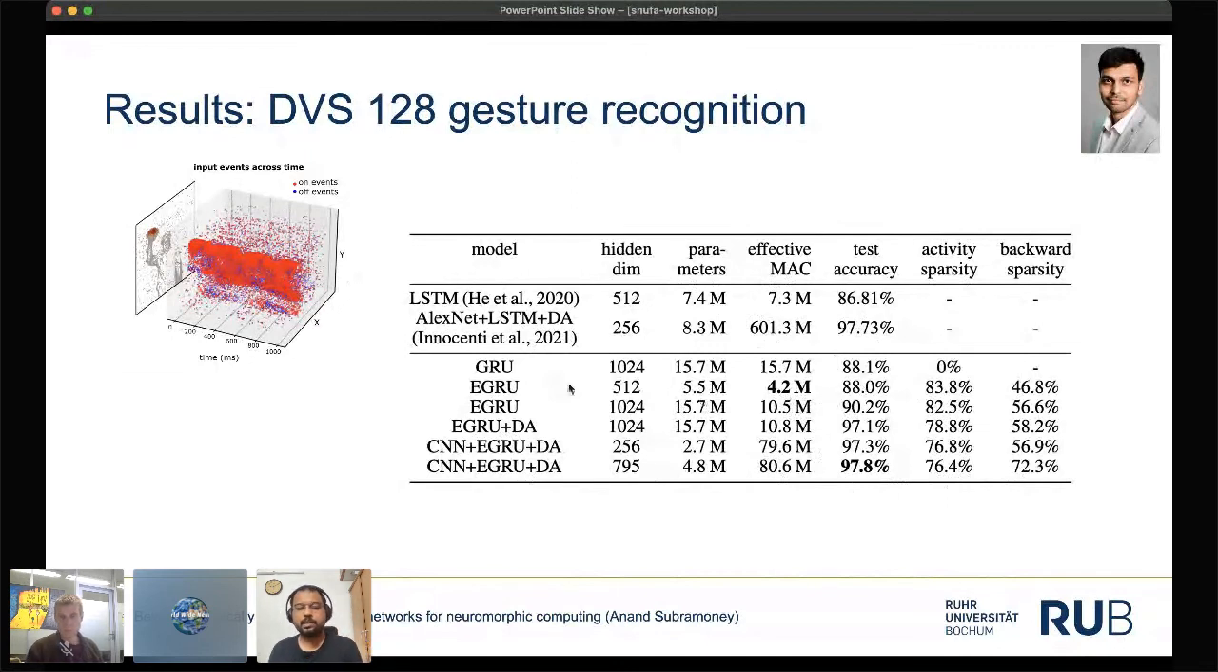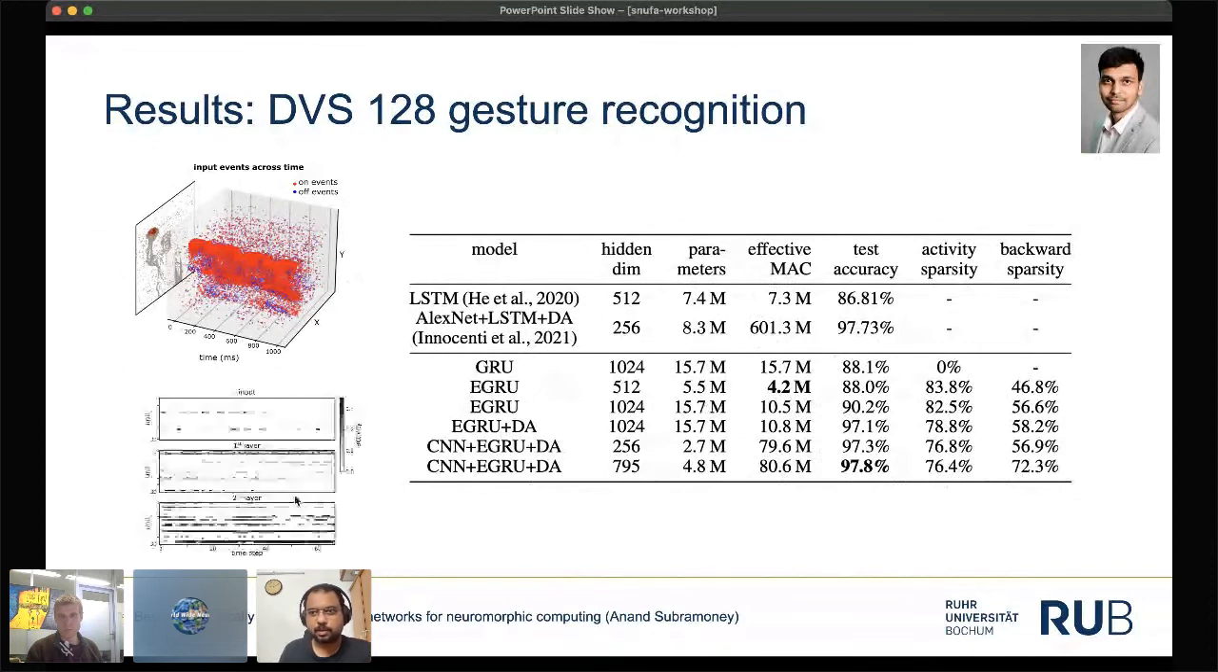Okay. And this is an example of what the activity of this model looks like. So it's really, really sparse, and it's reminiscent of spiking networks, right? And this is exactly what we want to achieve.